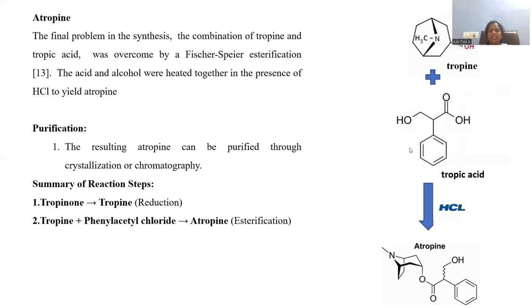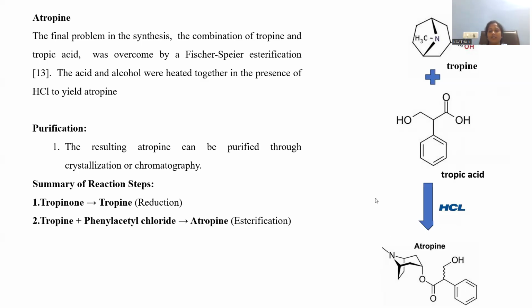The next step will be the last step. Whatever tropine is synthesized, for the final step we go with a named reaction. The tropine can be condensed with another chemical component called tropic acid. So a hydroxy compound is treated with the carboxylic acid by the process called Fischer-Speier esterification, so that we can originate the ester functionality between the tropine fragment and the tropic acid group.